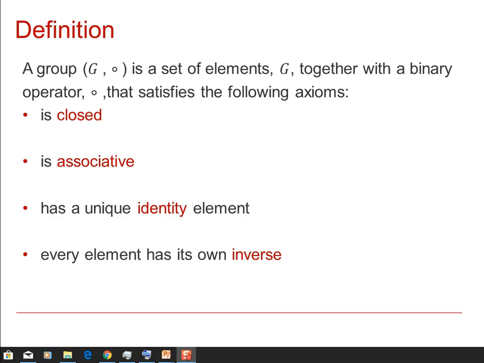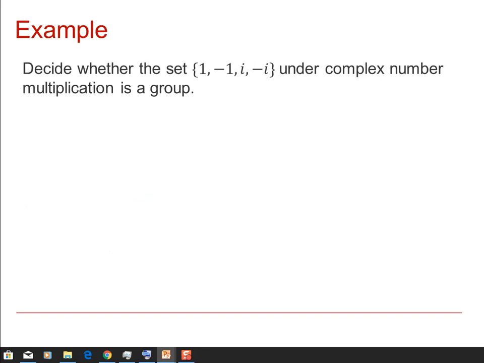Well, make sure you get familiar with these properties, because if you are to show that a particular set combined with a binary operation is indeed a group, then it's these properties that you need to show hold for that set. So here's an example where we've got the set which is 1, -1, i and -i, where i is the square root of -1, and we're looking at the operation being complex number multiplication.